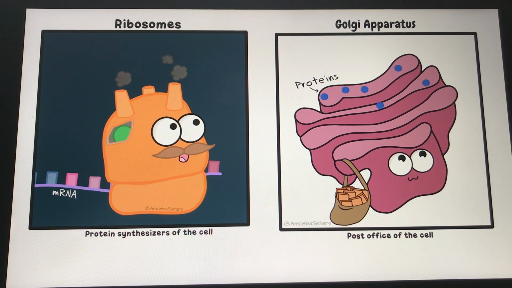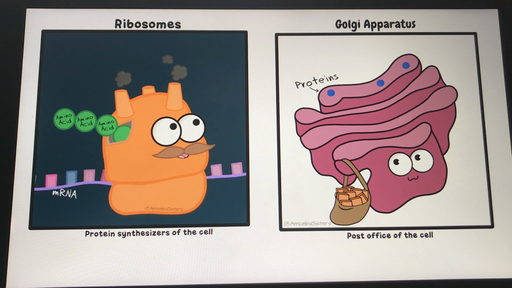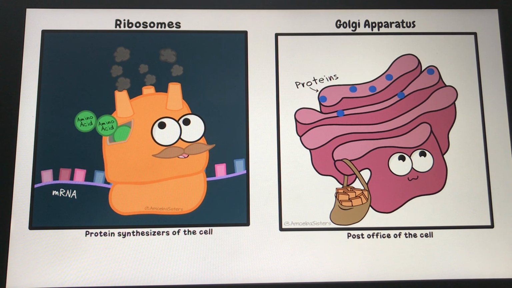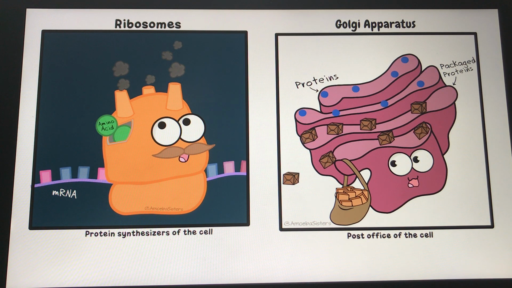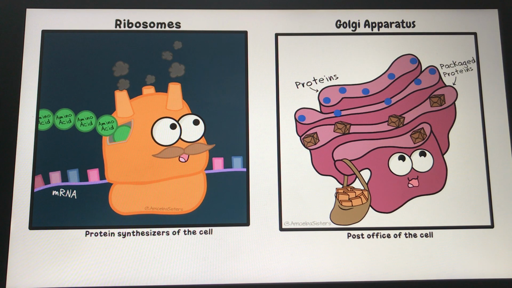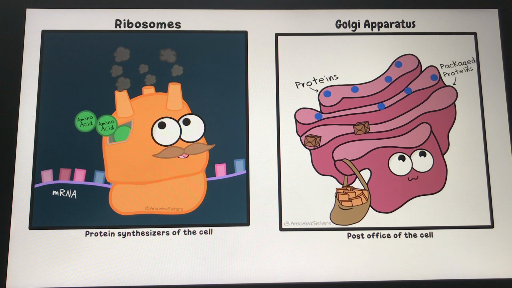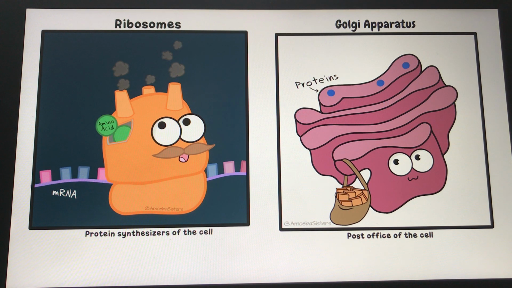All right. Now just to tie those two functions together, here on the left, remember we said the ribosomes are like the little protein factories or synthesizers of the cell. They make the proteins, and then the Golgi have to take these proteins somewhere where they are going to be used. So it is a good analogy to say the Golgi apparatus is like the post office of the cell, to go and deliver those packaged proteins to the specific places they need to go to perform their function.